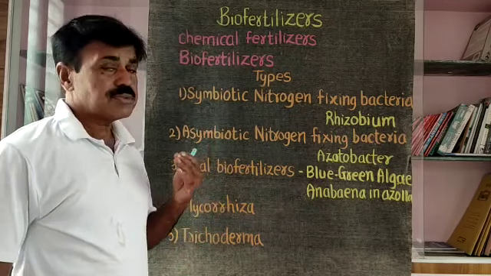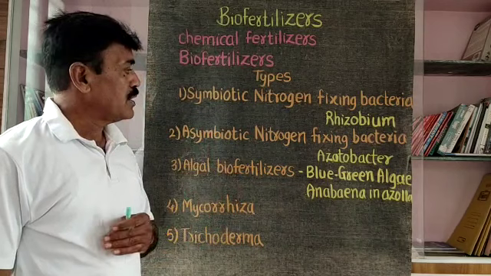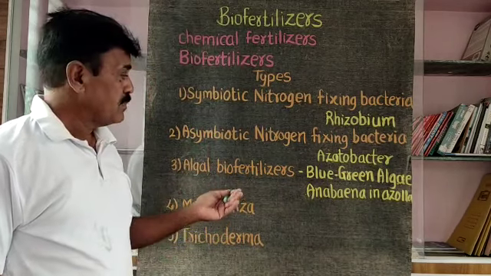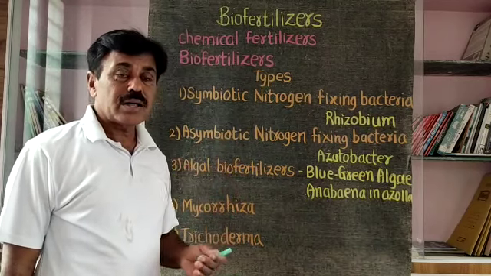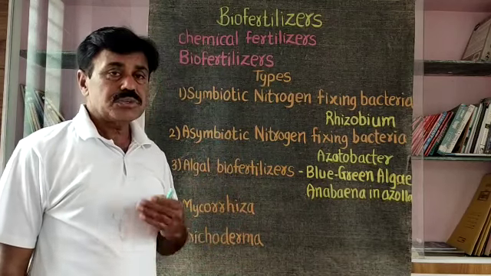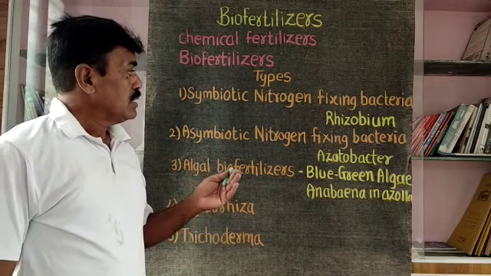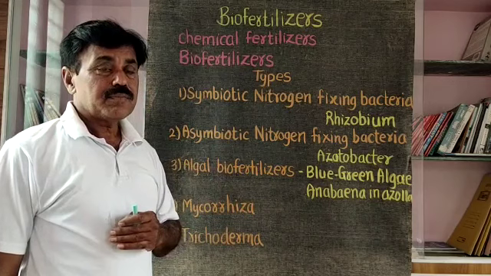That means sometimes free living bacteria, or sometimes symbiotic bacteria, some free living blue-green algae, and some associated symbiotic algae, mycorrhiza, trichoderma, azospirulina. These are some organisms used as biofertilizer. That means if a biological community is used as a fertilizer, it is simply called a biofertilizer.